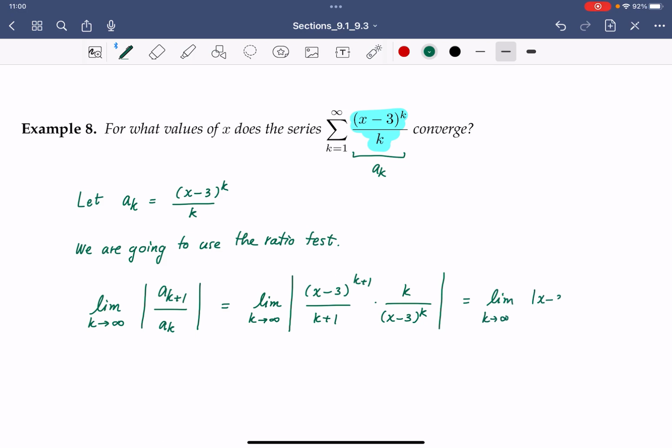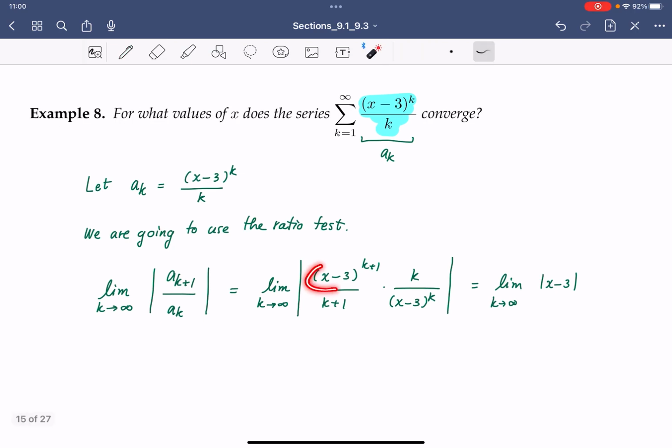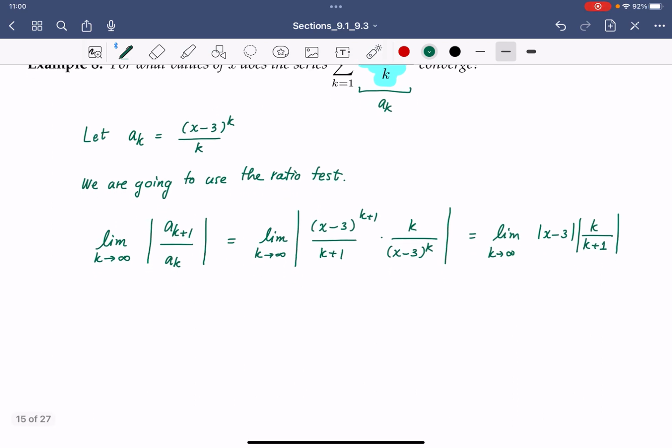Absolute value of x minus 3, right? Because x minus 3 appears k plus 1 times here, and x minus 3 appears k times here. Then you cancel out, so you only have 1 time left. And then here you're going to have k over k plus 1. Does it make sense now? And then what is the limit here?